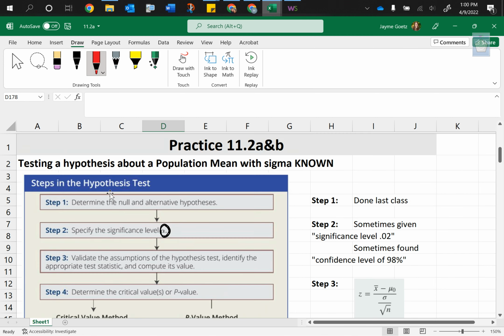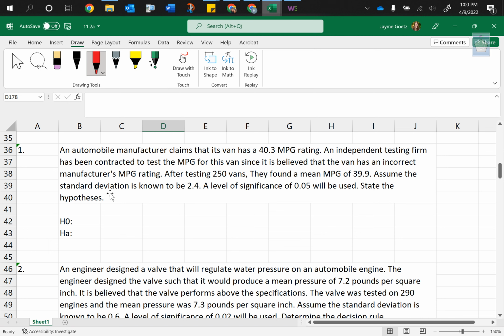So on number 1 it says, an automobile manufacturer claims that its van has a 40.3 miles per gallon rating. An independent testing firm has been contracted to test the miles per gallon for this van since it is believed that the van has an incorrect manufacturer's mile per gallon rating. After testing 250 vans, they found a mean mile per gallon of 39.9. Assume the standard deviation is known to be 2.4. A level of significance of 0.05 will be used.